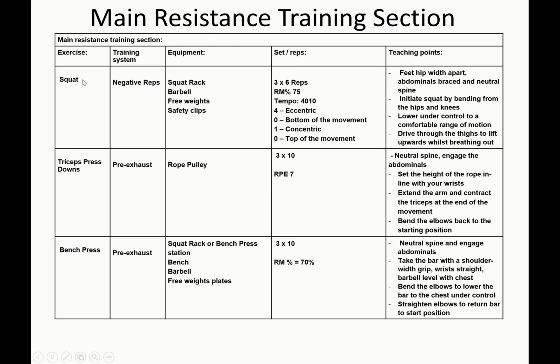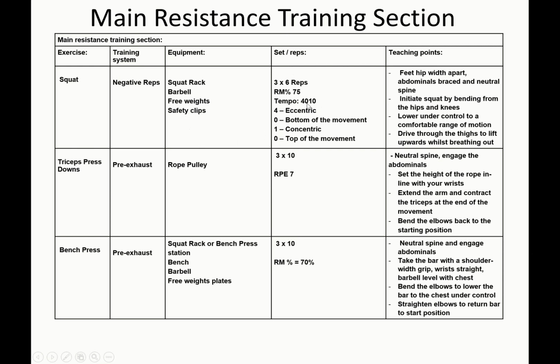So we must identify the exercise that we're working. So on this particular example, we've chosen the squat. The training system that we're going to employ are negative reps. The equipment is going to be, of course, squat rack, barbell, free weights, and safety clips. Now, the theory with negative reps as a training system incorporated into a training program is that it increases time under tension when lifting. So you'll notice here that the tempo is split into 4 numbers. So you'll see that we have 4, 0, 1, 0.